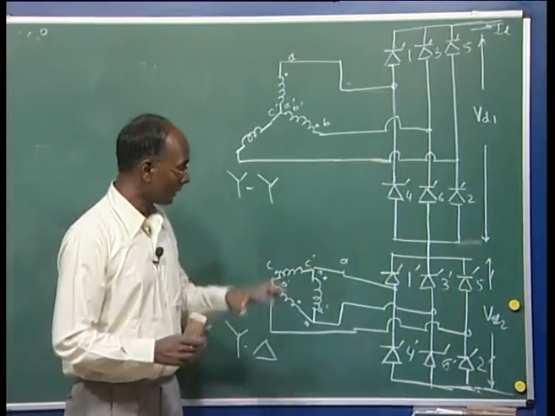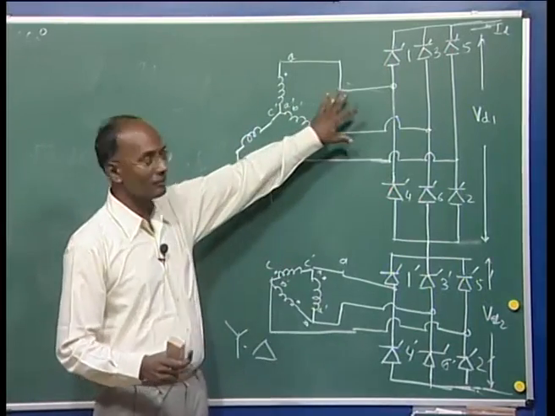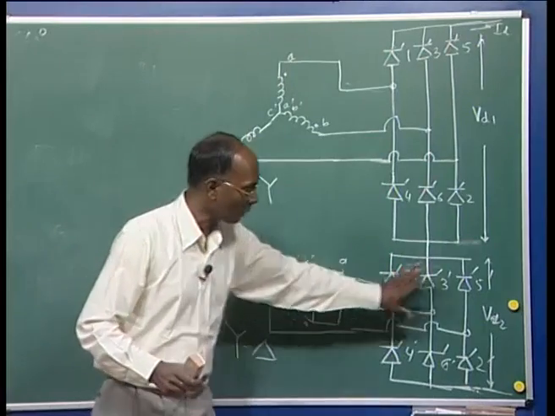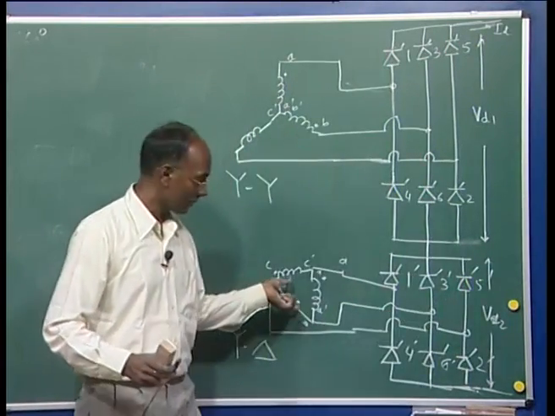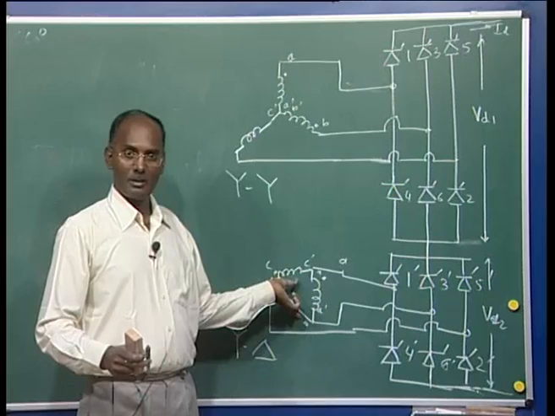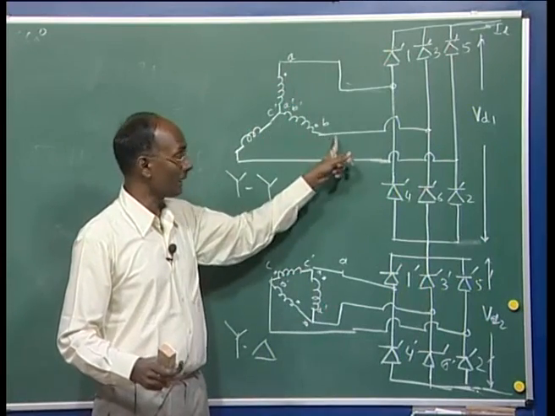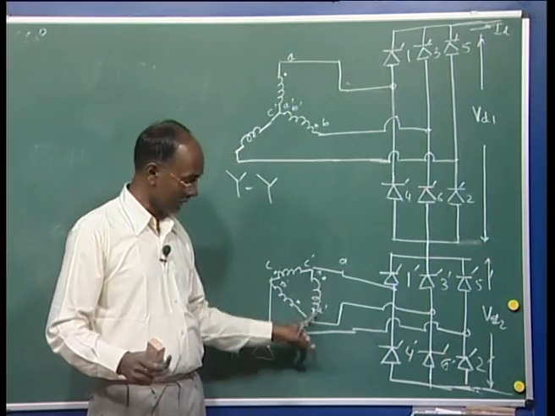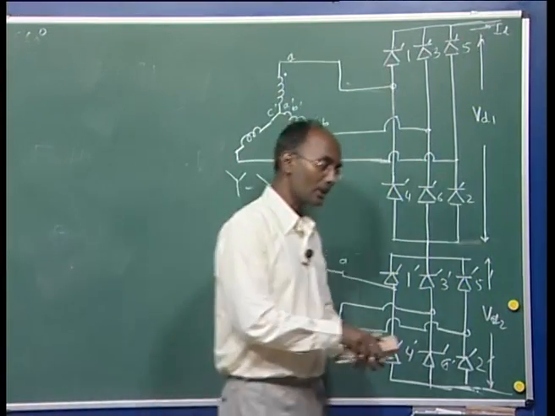Now to understand this, we have drawn this for the valve voltage. Let us see what will be the output voltage in this case. Because here it was A minus B, here it is AB, means this is the phase A voltage here. So let us draw the output voltage.